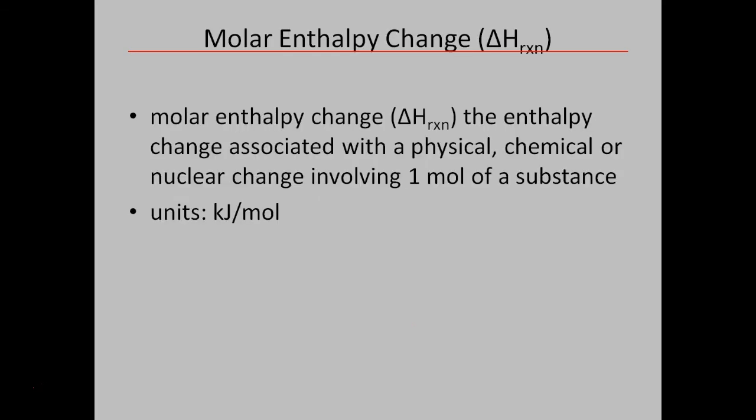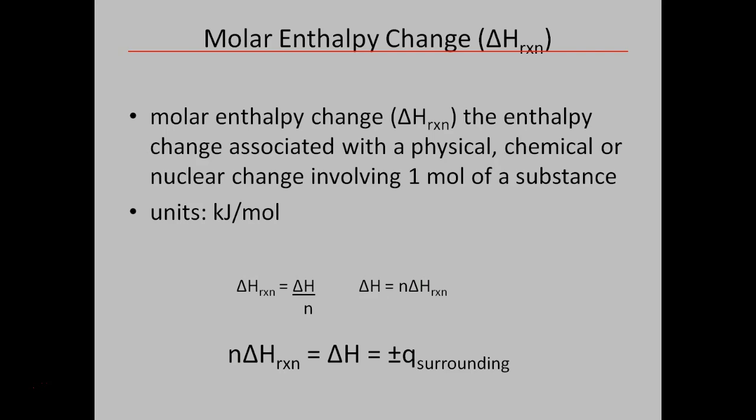Now, when we look at our enthalpy changes, one of the ways that we commonly report it is in terms of molar enthalpy change, where it's just the enthalpy change for 1 mole of a substance that undergoes a change. Now, my molar enthalpy change is equal to my enthalpy change divided by my number of moles. Or my enthalpy change is equal to my number of moles times my molar enthalpy. And since my enthalpy change is equal to plus or minus my Q of my surroundings, we get this equation. And this will be an equation that we will use for a number of examples and calculations from this point forward with calorimetry.